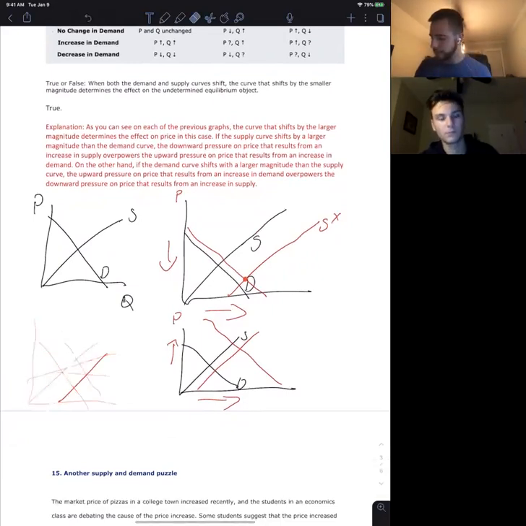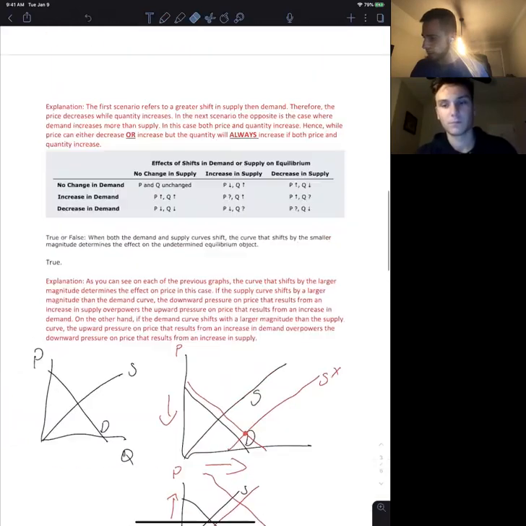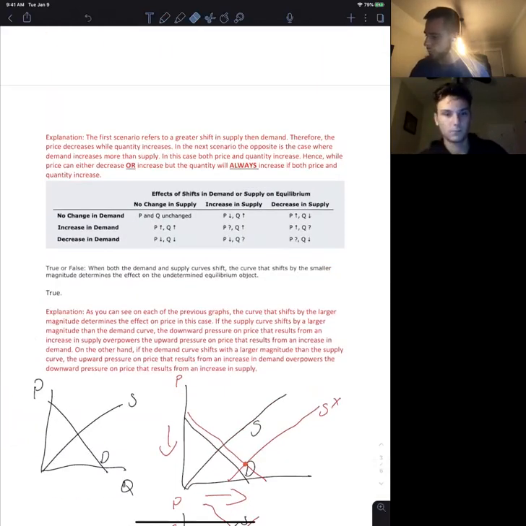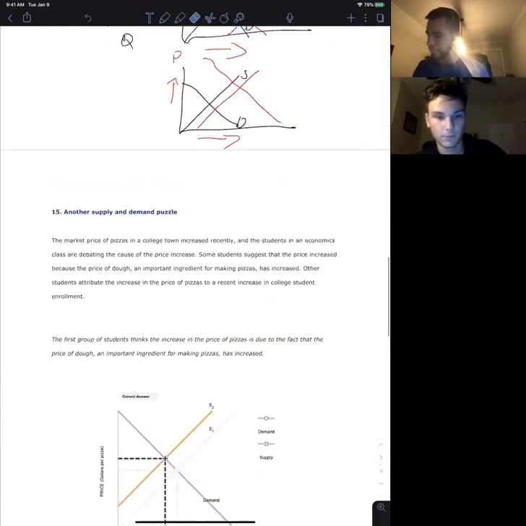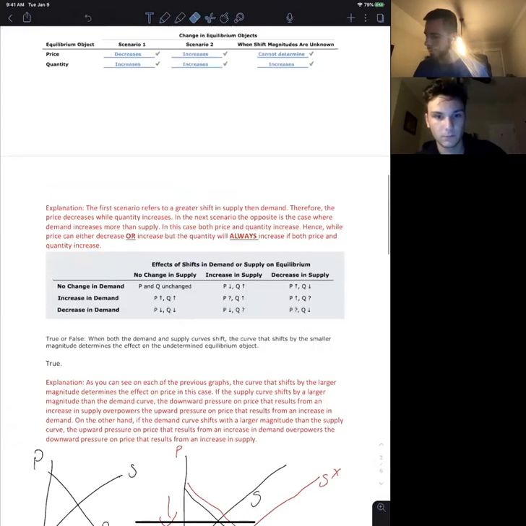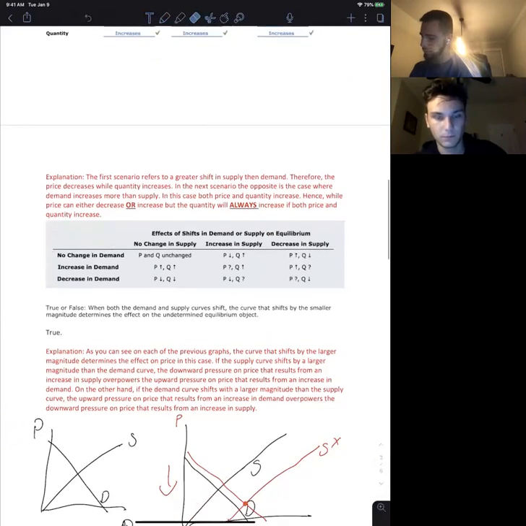So this is the last chart, which should help you to see what happens. And the last question kind of asks you this, true or false: the curve that shifts the smaller determines. So yeah.